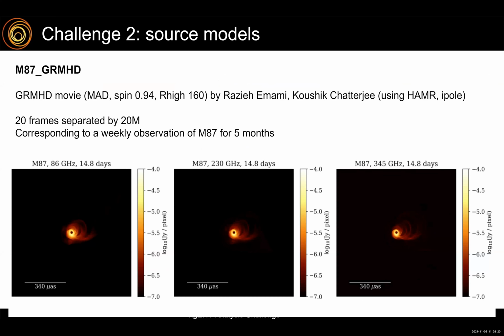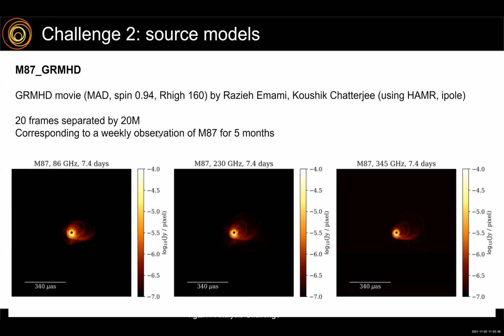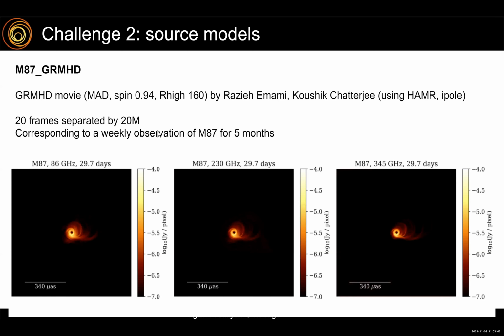For challenge 2, we are now adding dynamical source models. So for M87, we are using this GRMHD movie that was provided by Razi Imami and Kaushik Chatterjee. And we have 20 frames here separated by 20M, and that corresponds to weekly observations of M87 for about 5 months. So this would be sort of a long-term campaign for the ngEHT, and we hope that we can get some movie reconstructions from these source models.